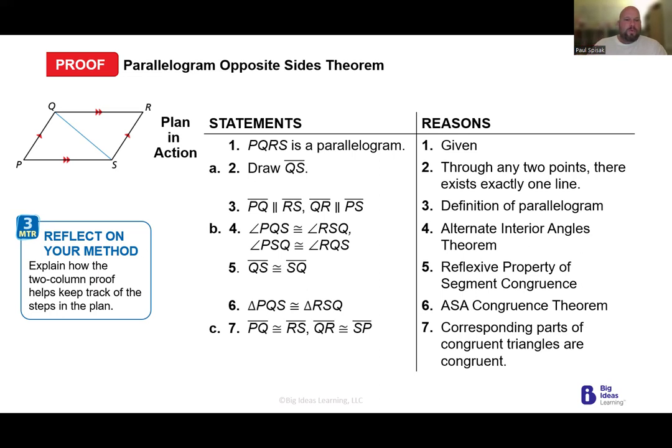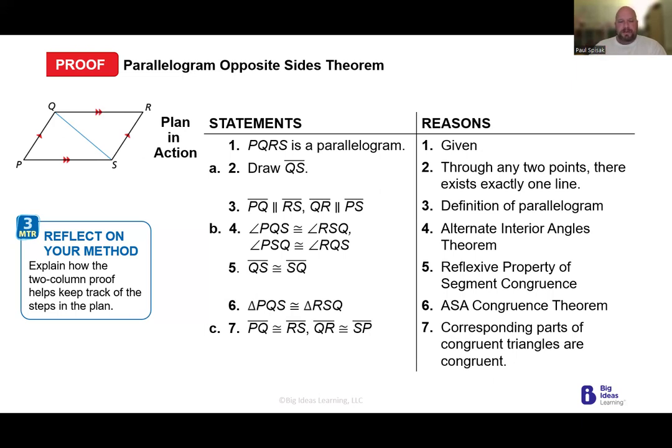Now, what do we need next? Well, we need that auxiliary line so that we can separate this into triangles. Now, we could have drawn QS, we could have drawn PR. There's more than one way you could have done this. Here, they chose to draw QS. So we're using that idea of the auxiliary line: through any 2 points, there's exactly one line. Once you draw that line, now that we have the triangles there, we can use some of our other properties to now show how those two triangles are congruent.